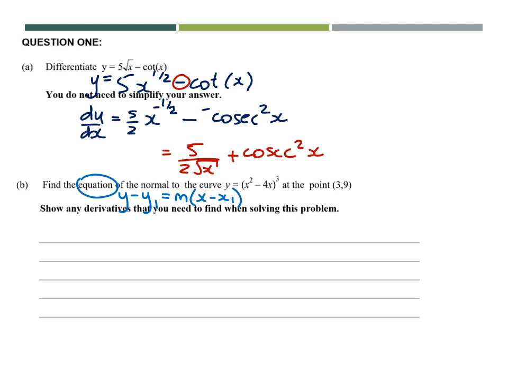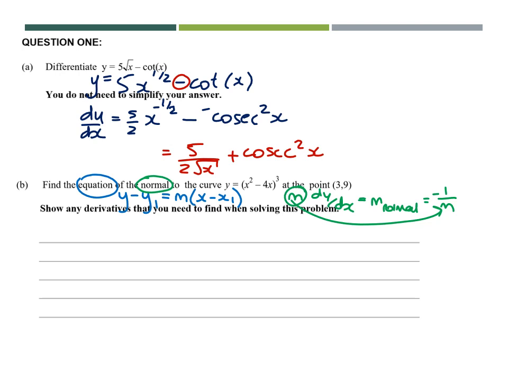Okay. Because it says normal, what does that mean we're going to do with it? Yeah, that means when I find my gradient using dy by dx, my normal gradient is actually the negative reciprocal. That one here, negative the reciprocal of that. Okay. Does that make sense? You remember that? So let's go through and do it.